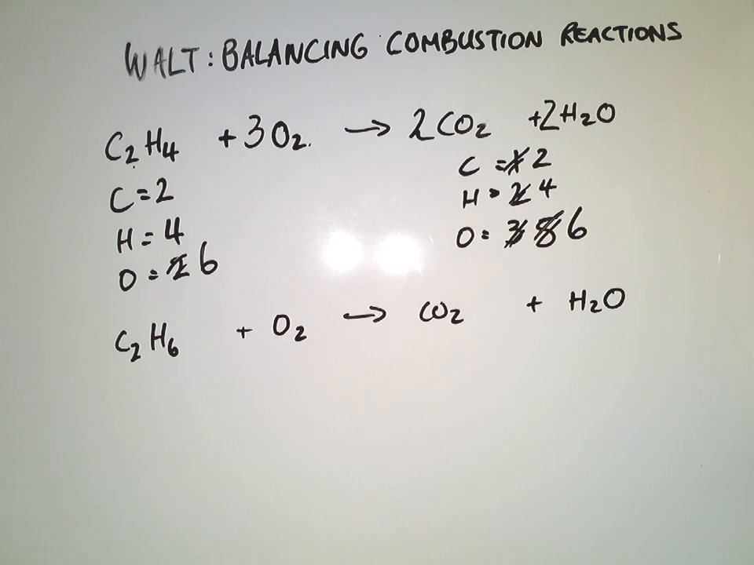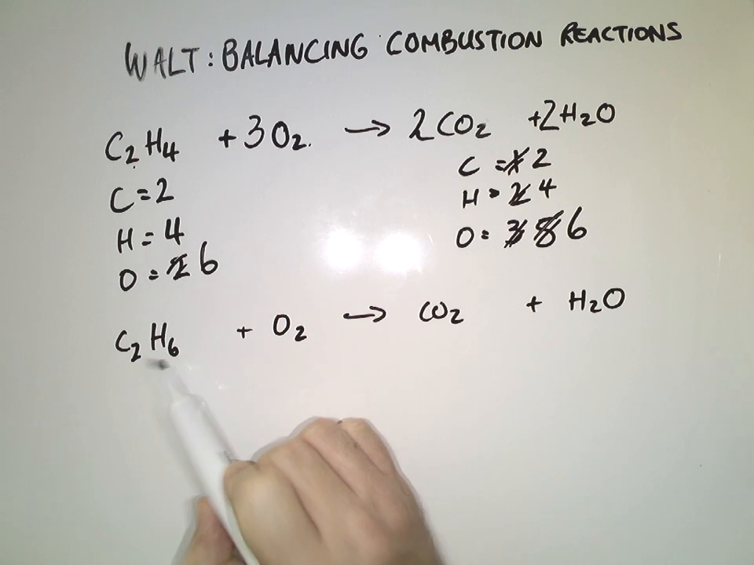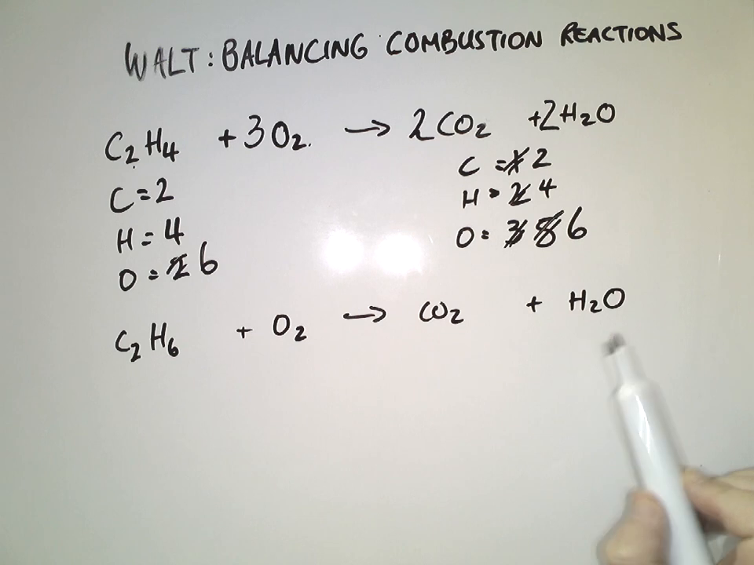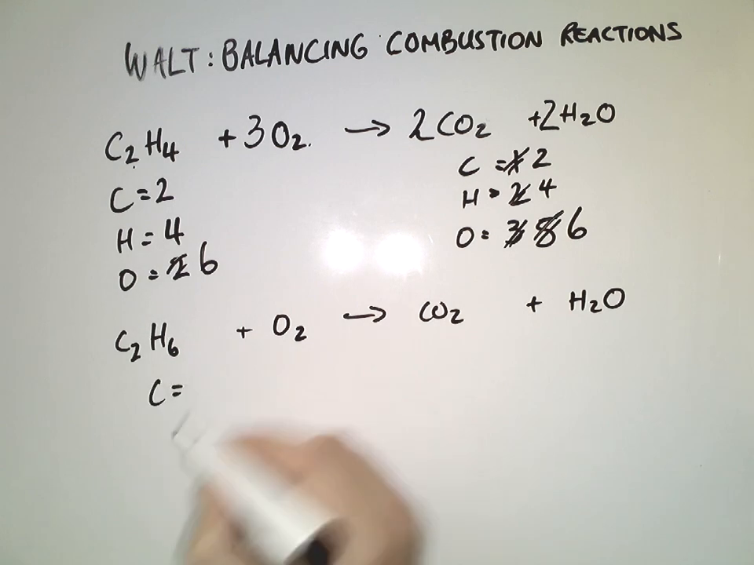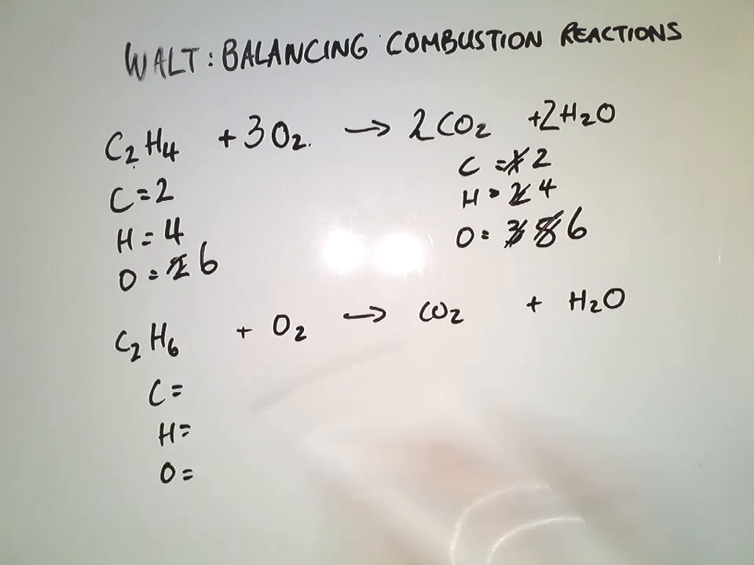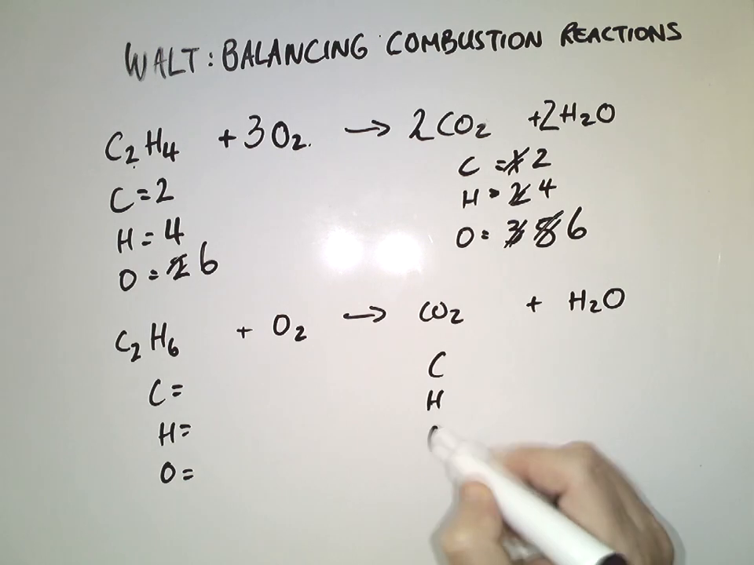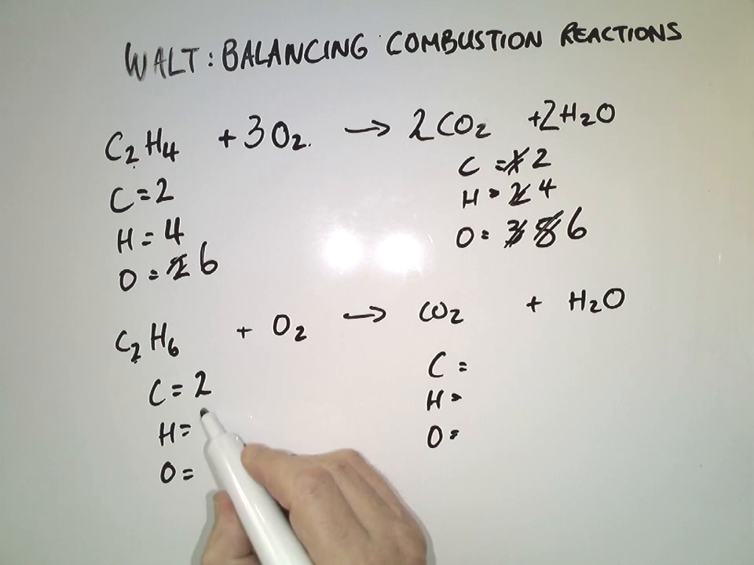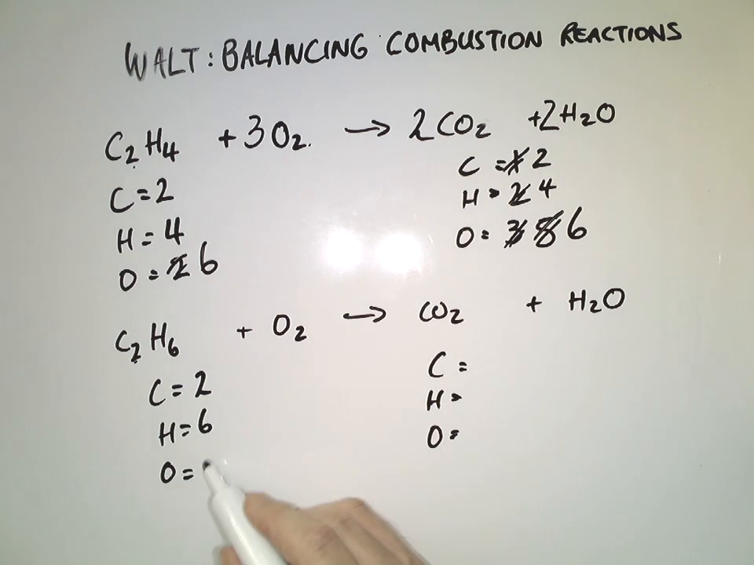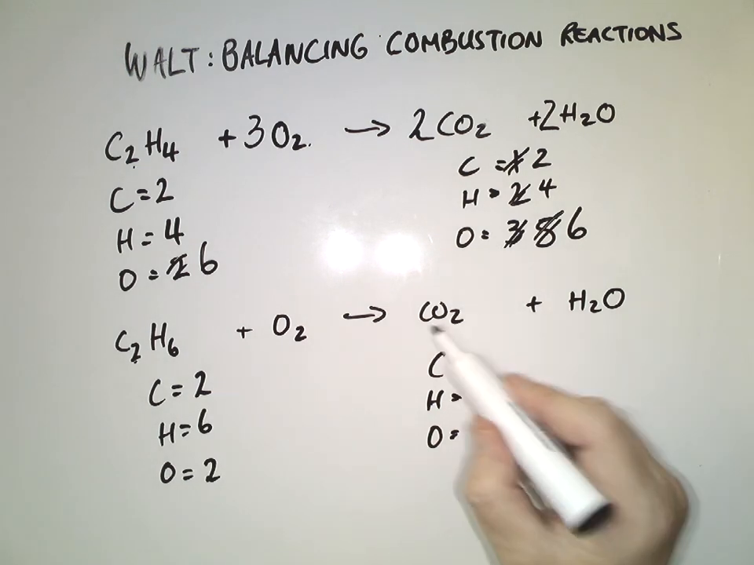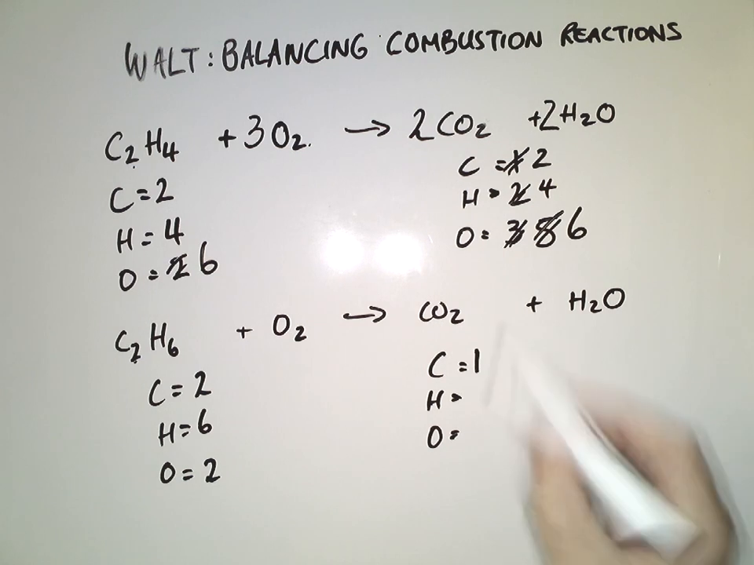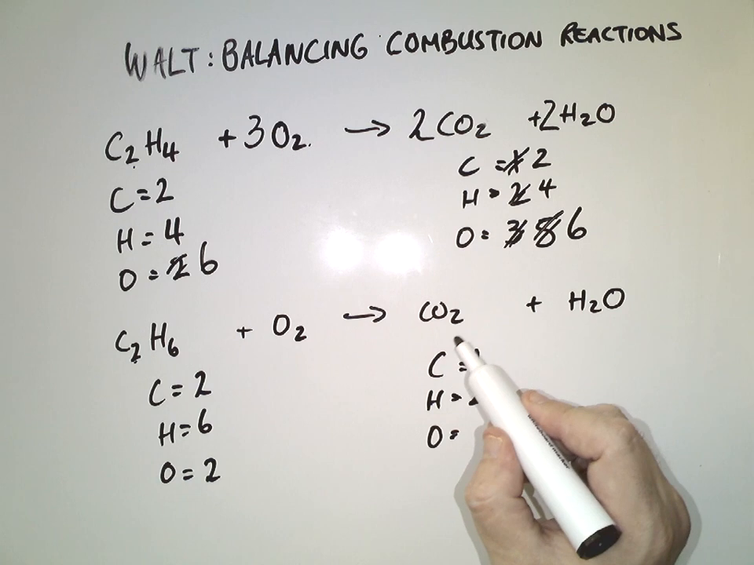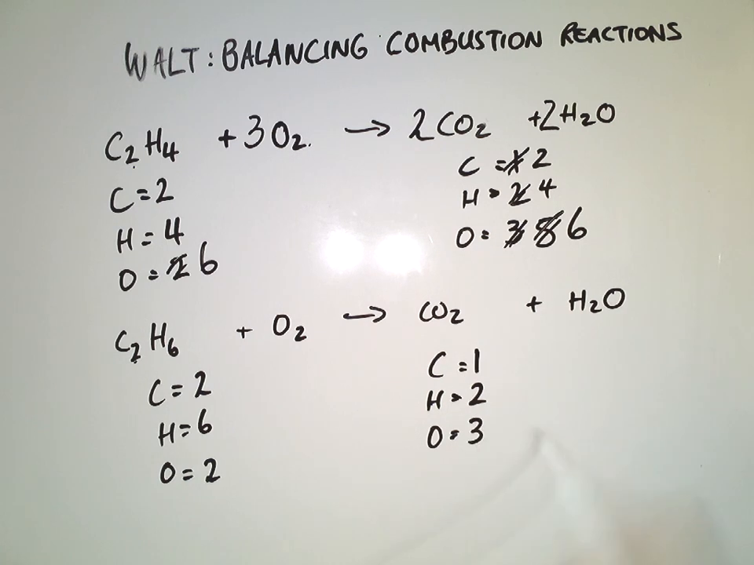So we have a look here. This is a combustion reaction because once again we've got our hydrocarbon, our oxygen, and producing carbon dioxide and water. If we have a look, we just start off exactly the same. C, H, and O. Okay, and on this side, C, H, and O. So we get 2 carbons, 6 hydrogens, and of course 2 oxygens. On the other side, we've only got 1 carbon here. We've got 2 hydrogens, and of course, once again, don't forget that little O that's sitting there. So 2 plus 1 gives us 3.